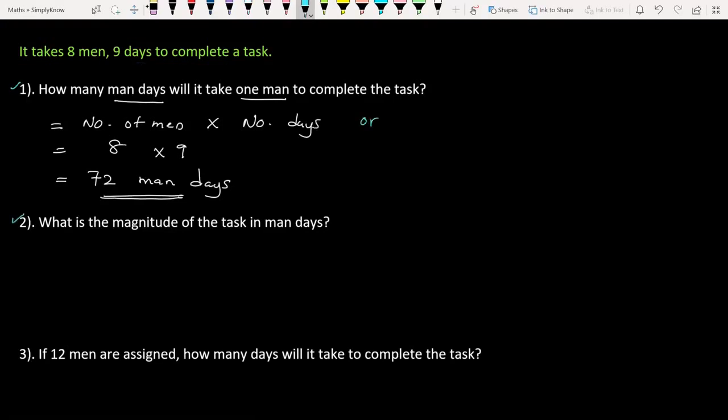Or you can use this particular method. Number of days taken by 8 men is 9 days. Therefore, number of days taken by one man is 9 times 8. So it's 72 man days.